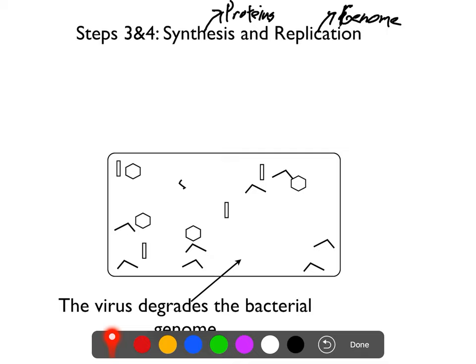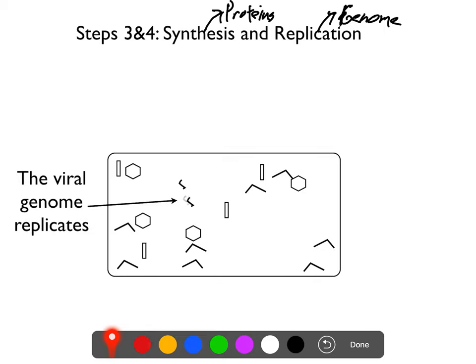Now that has two purposes, two functions. First off, the virus only wants the cell to be making viral proteins. So by destroying the host genome, it prevents the host from making its own proteins. And so now the only proteins it's going to make are viral proteins. And secondly, we're going to start replicating the genome a lot, and we're going to need a lot of resources to do that. So we degrade the host genome in order to give us the general resources we need to make a whole bunch more viral genomes.